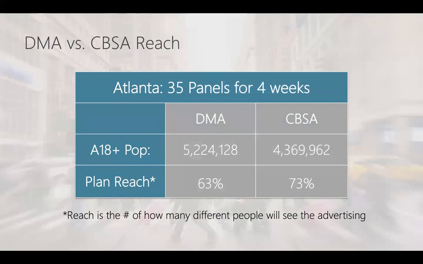So the selection between these media markets that advertisers want to evaluate their media against is critical, as different market types have differing area coverage and population bases. As evidenced in this chart, you can see the difference between the adult 18 plus population between the Atlanta DMA and CBSA. The market size and differing population bases will have effects on advertisers' campaign delivery. For example, coverage with 35 panels for 4 weeks in both markets will generate a higher reach of 73% in the CBSA of Atlanta compared to the 63% reach in the DMA of Atlanta, as the population of the CBSA is much smaller.